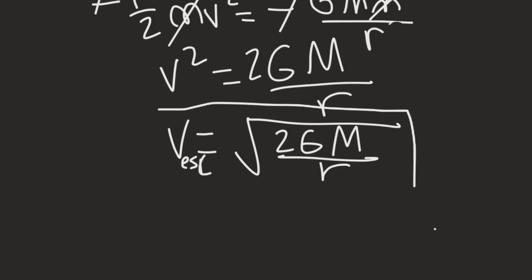This is the escape velocity. Furthermore, this achieves the objective of making the total energy equal to 0, meaning there is no longer any impact of the gravitational field on the object.